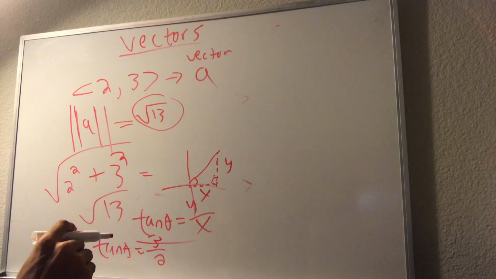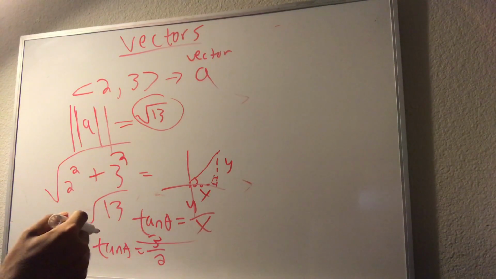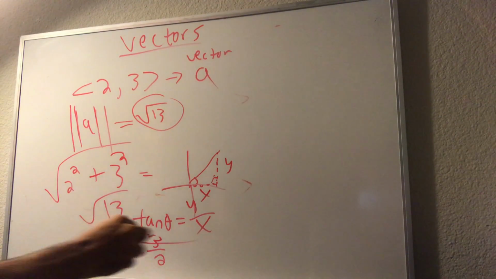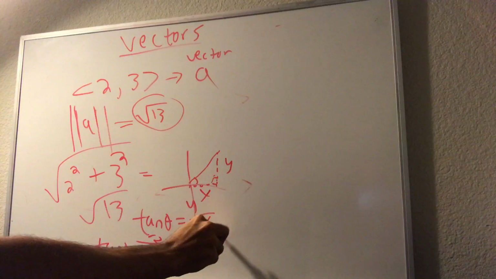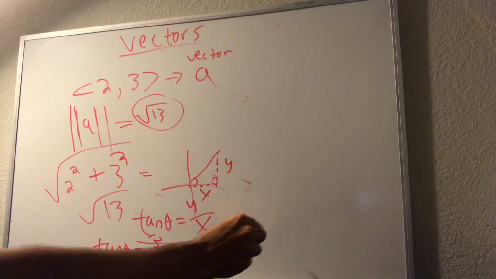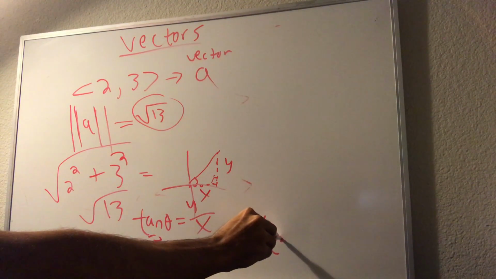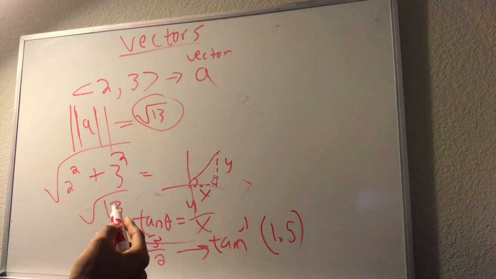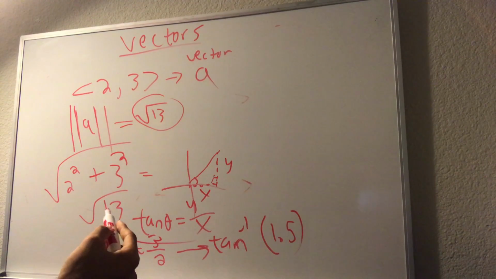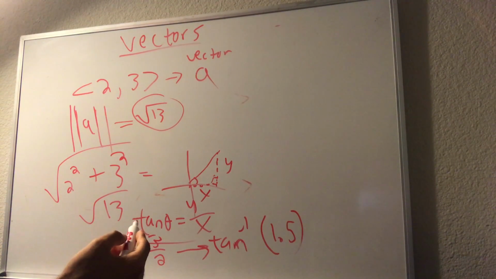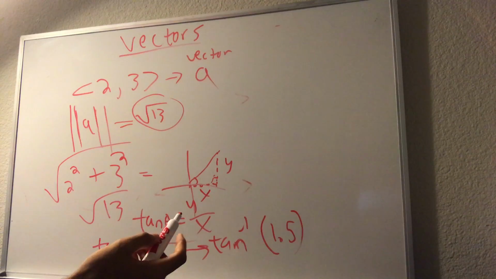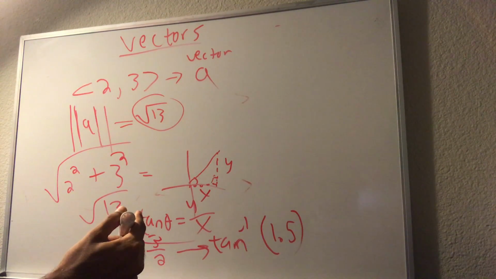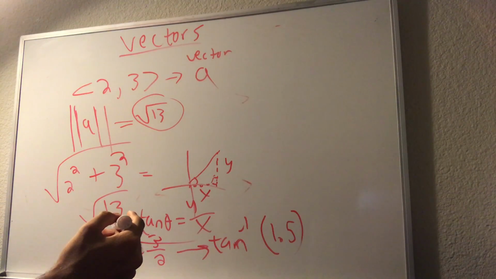Now, to determine exactly the degree, because we're finding the direction of this vector, specifically vector A, we would do tangent inverse of 3 over 2, which is 1.5. Again, tangent inverse, because we want a specific angle for which the tangent of that angle gives us 1.5. Doing tangent inverse of 1.5, we get 56.3 degrees.